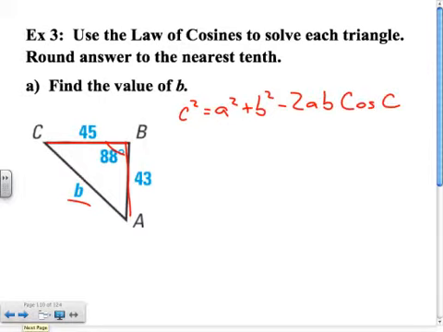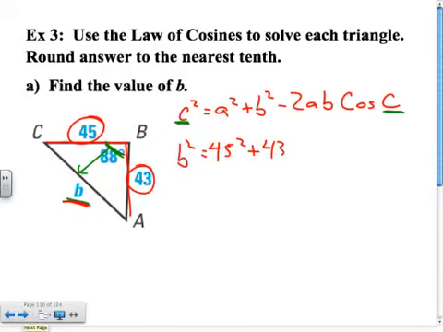The big thing you have to recognize here is that this little c and the angle C are across from each other. In this diagram, I'm going to be using this angle here. The side across from that angle is b. So when I plug these things into my formula, this little b here actually takes the place of c squared. So I have b squared equals, and your other two sides are interchangeable, so 45 and 43, you could write them in any order. So I have 45 squared plus 43 squared minus 2 times 45 times 43 times the cosine of 88 degrees.